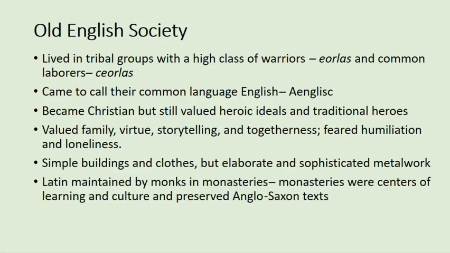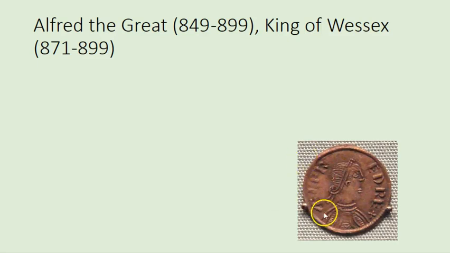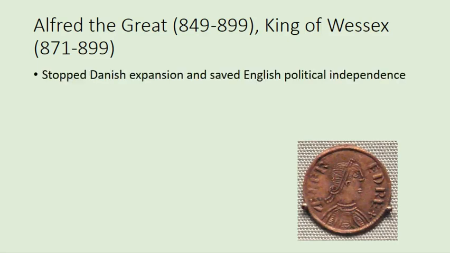While they're speaking Old English and developing oral formulaic poetry, such as Seth Lear talks about, Latin is being maintained by monks in monasteries, and monasteries were the centers of learning and culture, and they were the ones that preserved Anglo-Saxon texts. And a great deal of the Anglo-Saxon texts that were preserved were done so under the direction of King Alfred the Great. Here's a coin printed in his reign, the only British monarch with the epithet the Great, so that should say something. He stopped the Danish expansion and saved English political independence. Maybe this is a little bit hero-making, but that's the kind of received story.